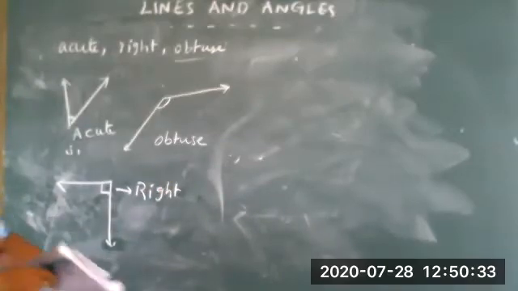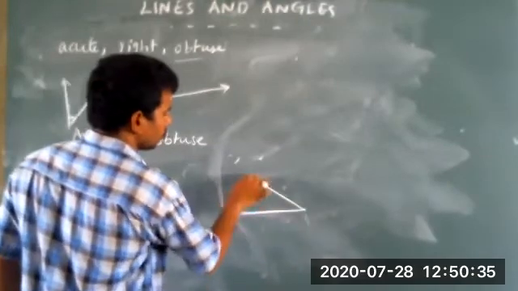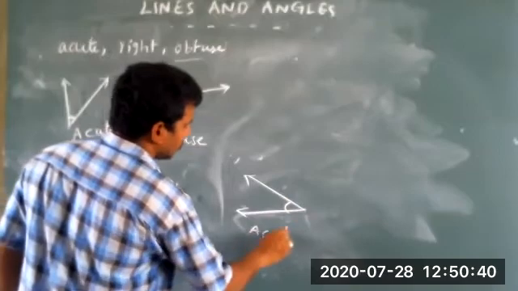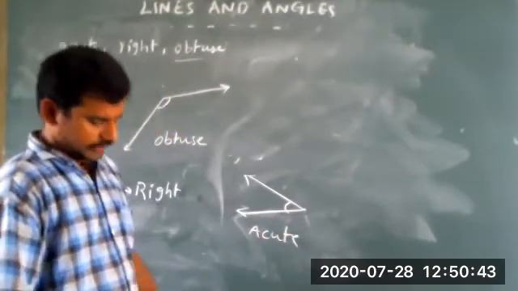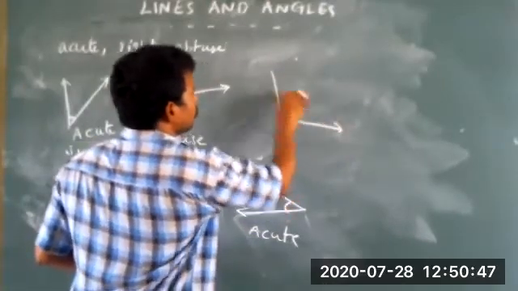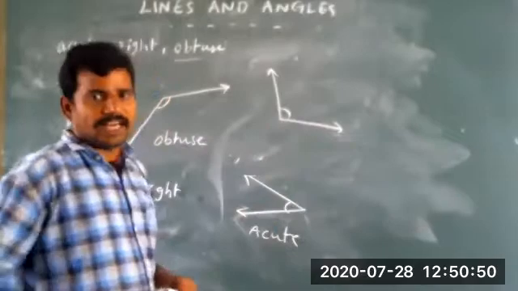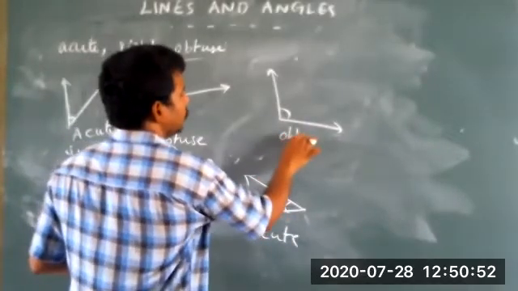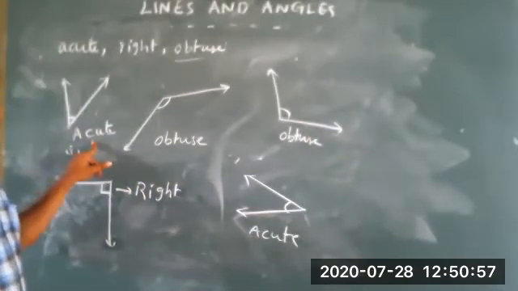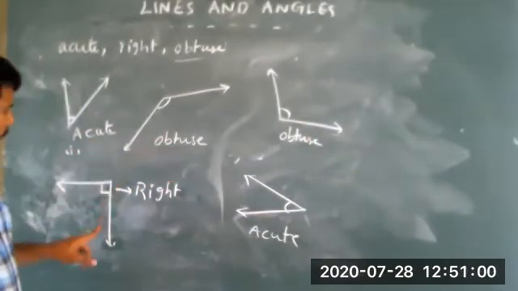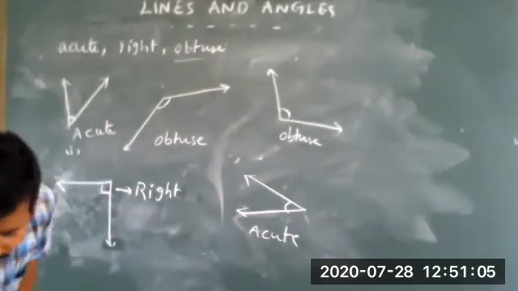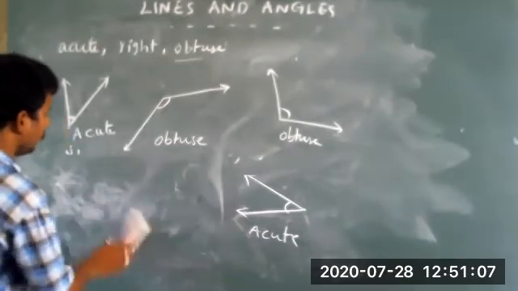Next, the fourth one is given like this. So this angle is an acute angle. Why? Because it is below 90 degrees. Next, the fifth one. This angle is more than 90 degrees. What is this? Obtuse angle. Once again, children, the first angle is acute, the second obtuse, the third right, the fourth acute, the fifth obtuse. Clear, children? Next problem.